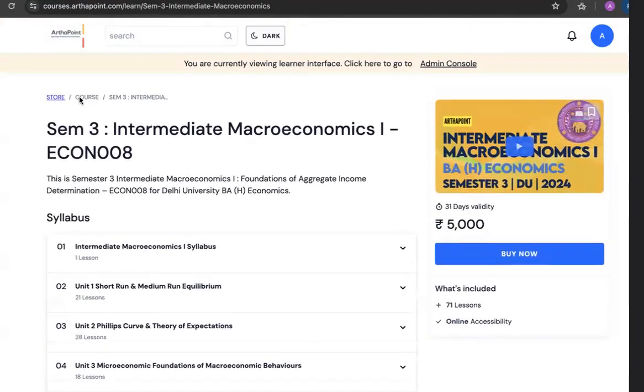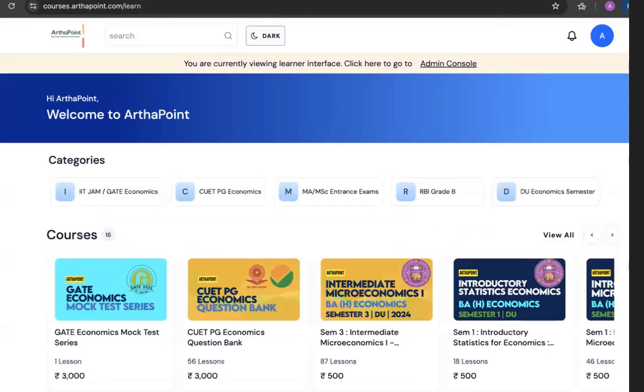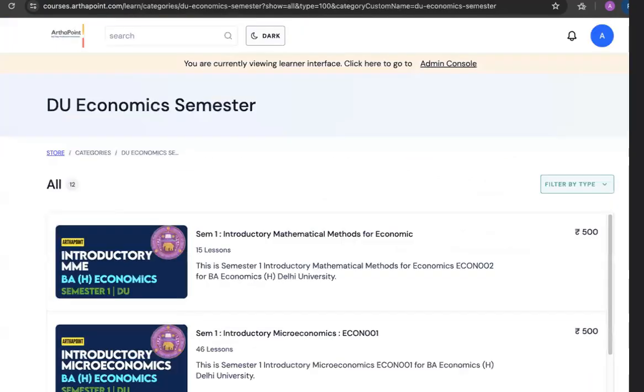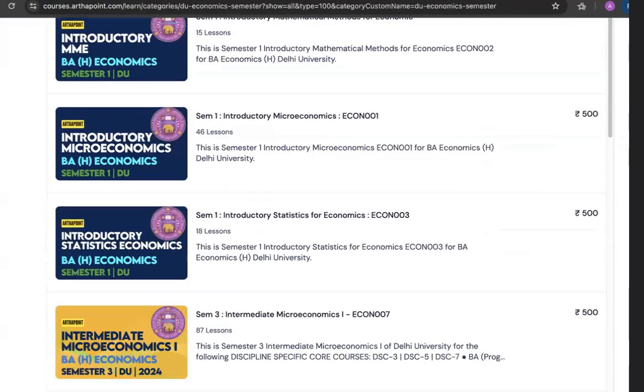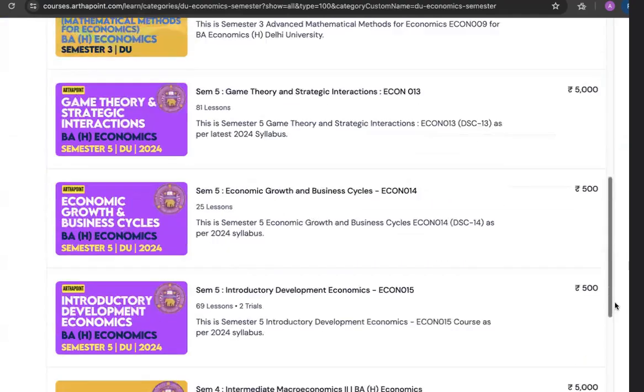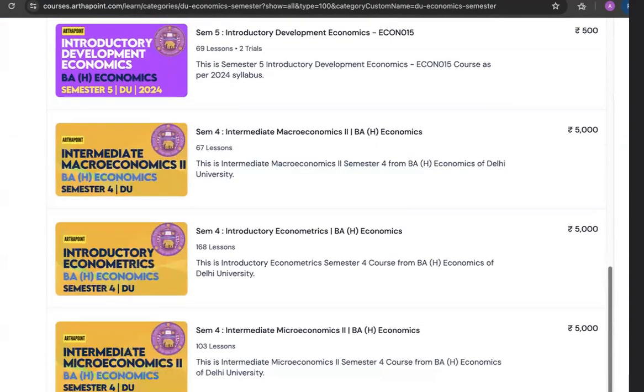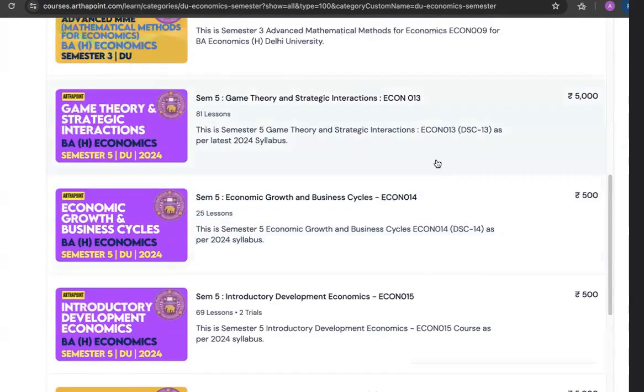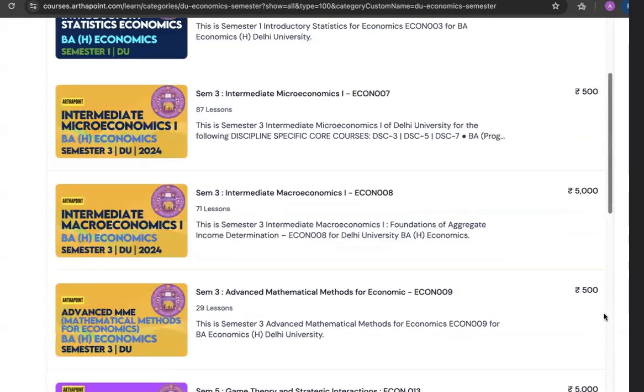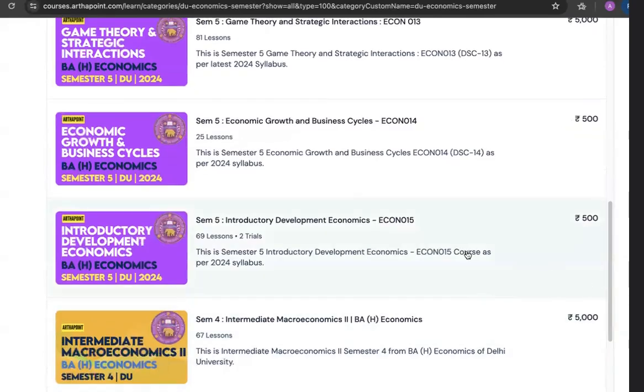But if you go ahead and look into the other courses of the economics semester, they are available for no fees. This is only the portal fees that we are charging. Similarly, if you look into the 5th semester, game theory is a paid course in which we are solving various problem sets also. But other than game theory, other courses like economic growth and business cycle, like introductory development economics, these are all the initiative, only portal fees is being charged.